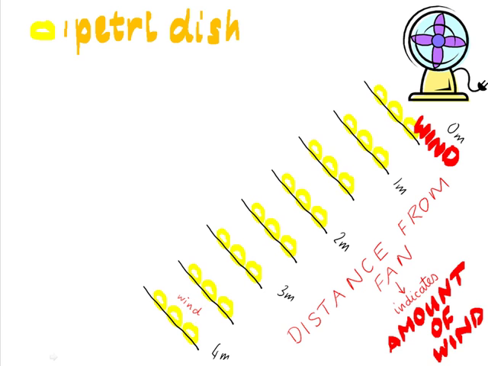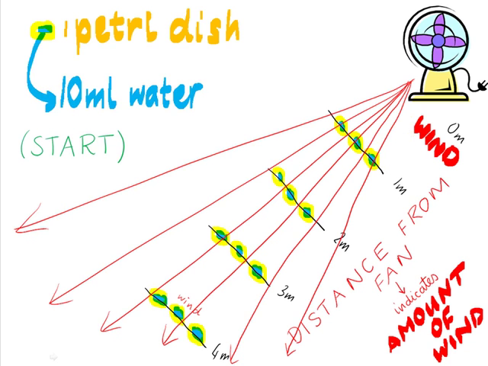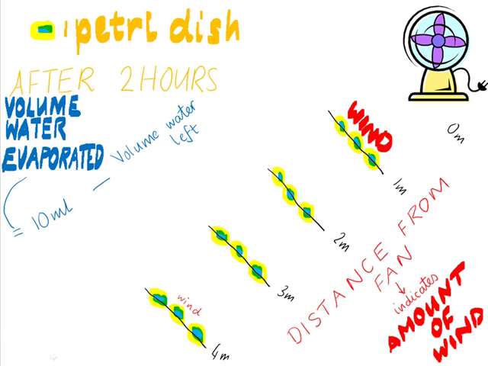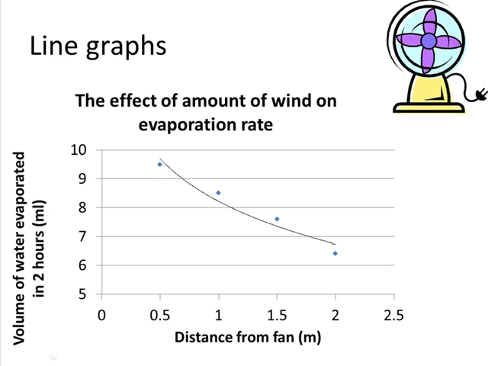Right, so now in each of those Petri dishes, let's say we place 10 milliliters of water. Then we leave all of that for 2 hours. We come back after 2 hours and we measure the volume of water that's left and then do a simple subtraction to find out how much water evaporated in those 2 hours. And here we plot our data.